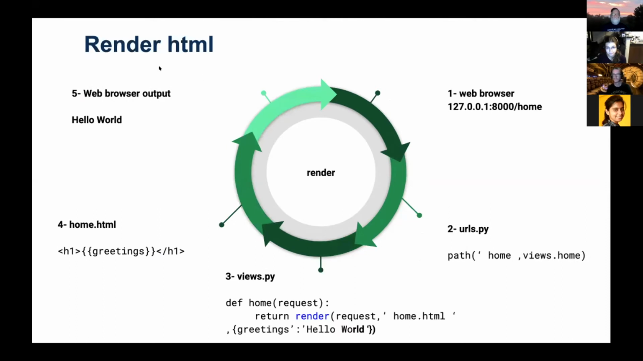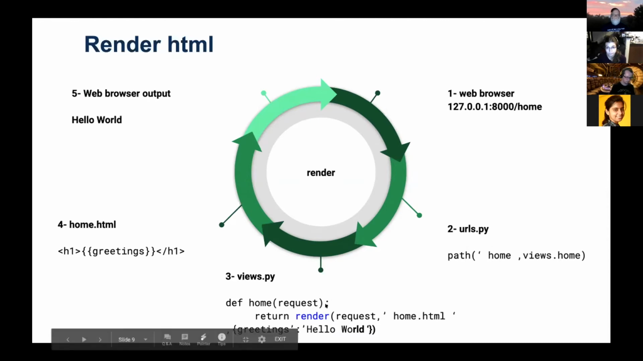The second one is rendering HTML, so we are not repeating ourselves by writing HTML tags inside the view function. So web browser, URLs with a function, then you write a function in view.py using render with a new HTML file.